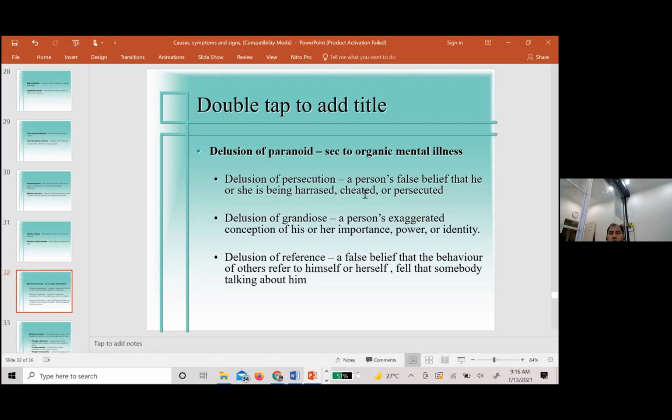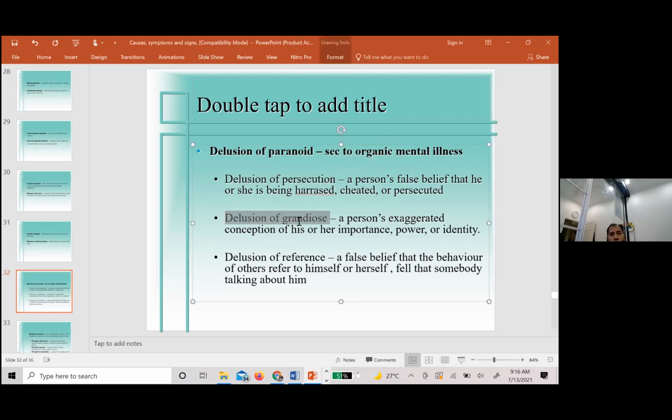So what question can you ask? Usually we use this kind of question. Do you think that somebody has any bad intention toward you? Or in Malay, do you feel that someone wants to do bad things to you? Or has bad intentions? Okay? This is what is called delusion of persecution.